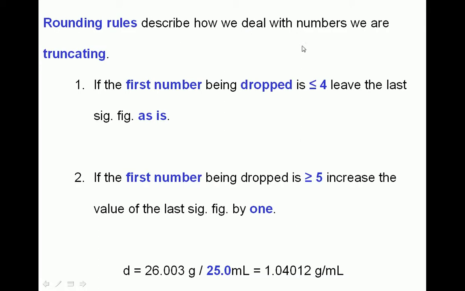And our rounding rules that we will use in chemistry are: if the first number being dropped is less than or equal to 4, leave the last significant figure alone. Don't change it. If the first number being dropped is greater than or equal to 5, increase the value of the last significant figure by 1. So in this case, when I do this calculation here, this is my result. I know I need to round off to 3 significant figures, so I will simply eliminate these 3 digits and leave my final significant figure, the digit in the third place here, alone, because 0 is less than 4.